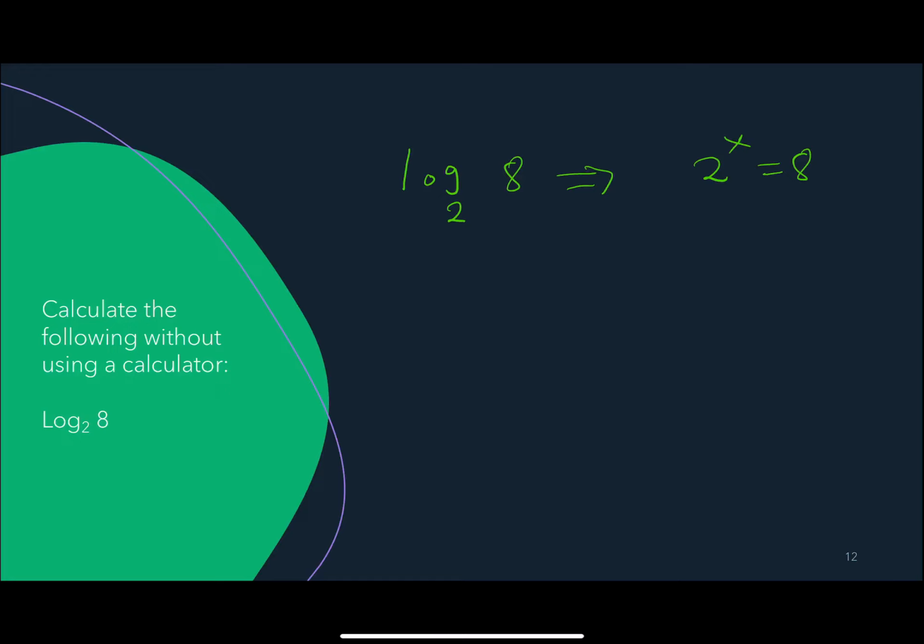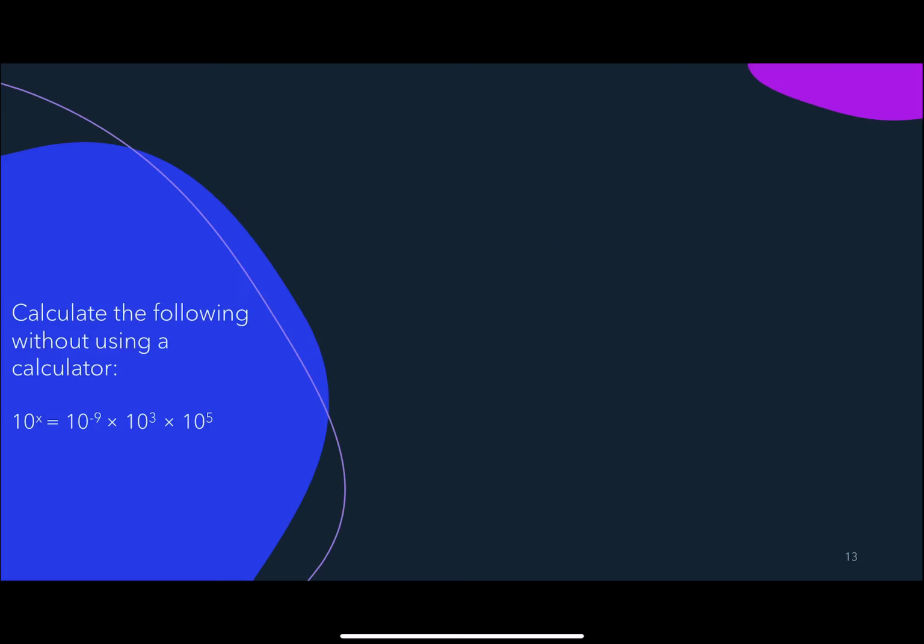Let's look at a different base here. Log base 2 of 8. So 2 is raised to a power of x. What that means, 2 is raised to the power of x gives me 8. And that means 2 is multiplied by itself a number of times that will give me 8. That means 2 by 2 by 2, and that gives me 8. 1, 2, 3. So the answer for log base 2 of 8 equals 3, because 2 to the power of 3 gives me 8.